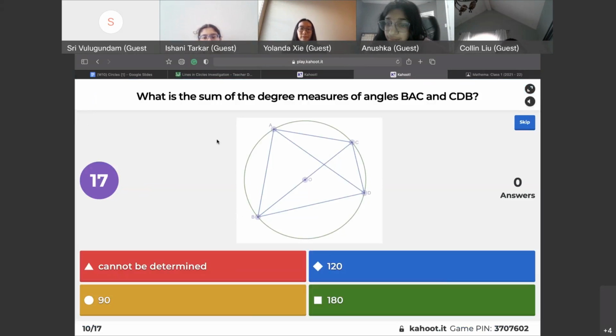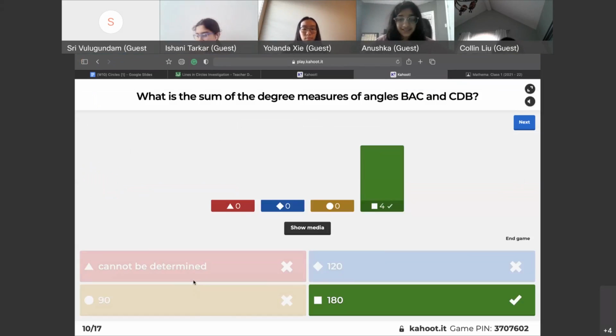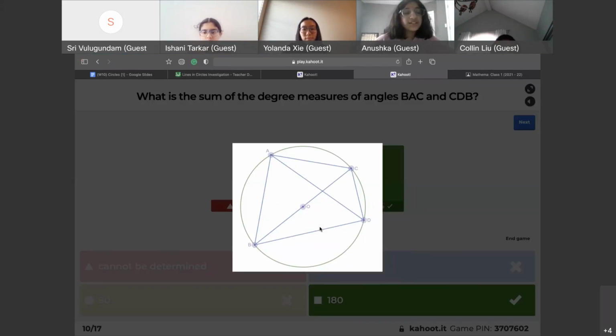All right. What is the sum of the degree measures of angle BAC and CDB? This is just basic triangle knowledge. I think that was pretty obvious. Yeah, this is just basic triangle knowledge. Both of those are triangles, and every triangle's angles add up to 180. Well, it's also a cyclic quadrilateral. Yeah, but it's also a 30, 60, 90 right triangle.